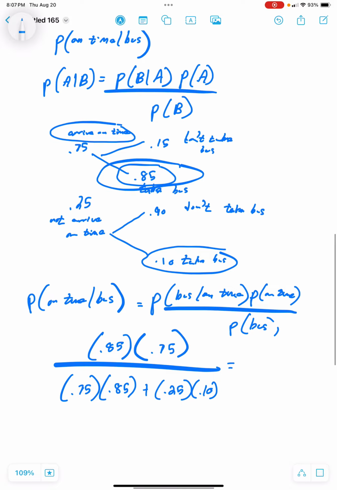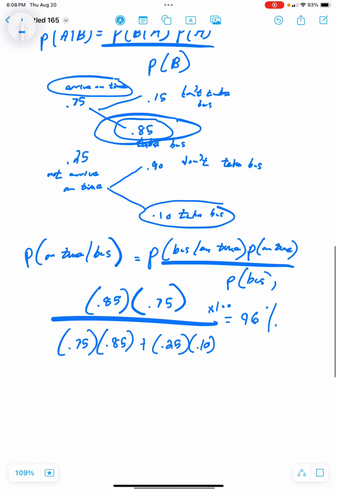And this, I'm going to get out my calculator. Let's do 0.85 times 0.75 divided by 0.75 times 0.85 plus 0.25 times 0.1. And I get approximately 96% when I multiply this result by 100. And therefore, my answer is that the P of on time given bus is approximately 96%. Tricky question.